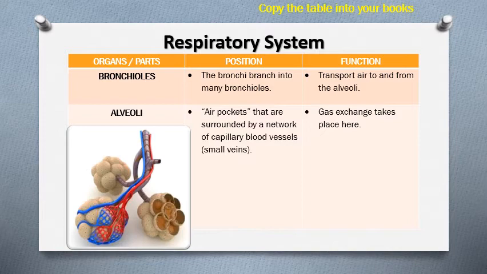The alveoli are air pockets. They are surrounded by a network of capillaries. Capillaries are blood vessels, and they are really, really small. These microscopic blood vessels are carrying deoxygenated blood to allow for carbon dioxide to be transported to the lungs. So we're going to take that carbon dioxide and get rid of it, and the oxygen, which has been breathed in with the air that we breathe in, is going to move into the blood.